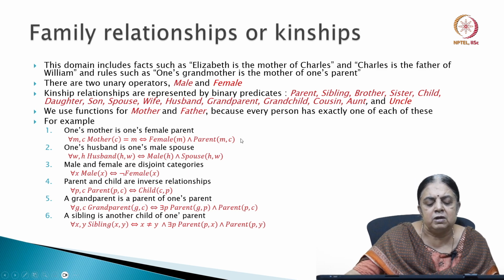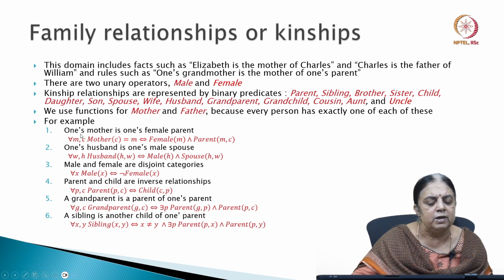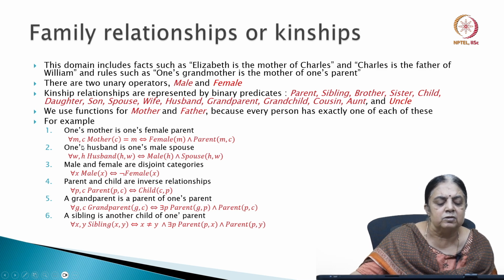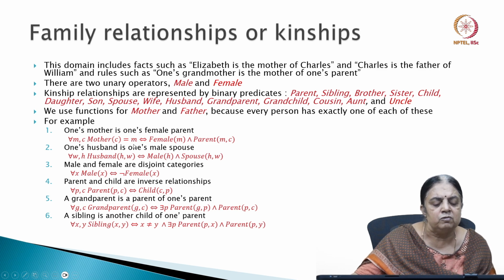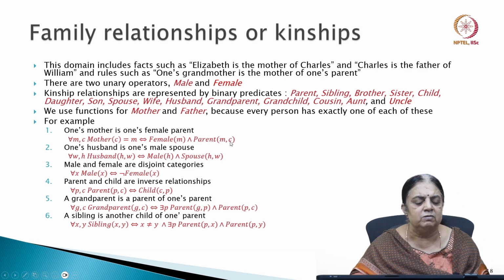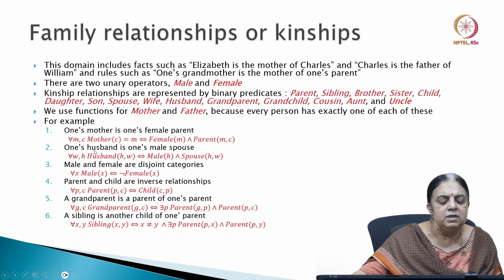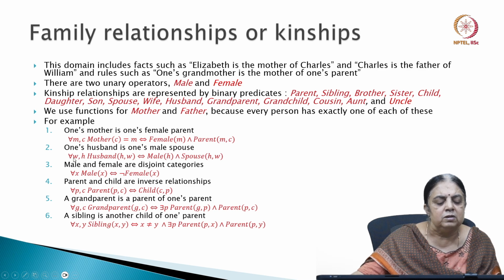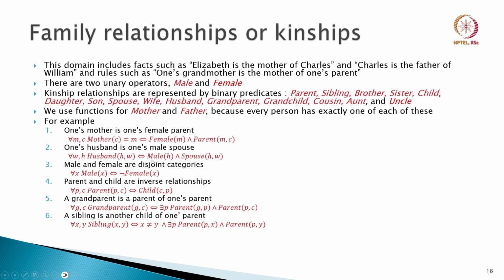So let us look at some example sentences which can be used here. One's mother is one's female parent. So for all mother and child, okay, mother of a child is equal to M if and only if M is female and M is the parent of C, right? So that is one sentence. One's husband is one's male spouse. So for all W and H, that is the wife and husband as a variable, husband H of W implies that H is male and spouse H of W.